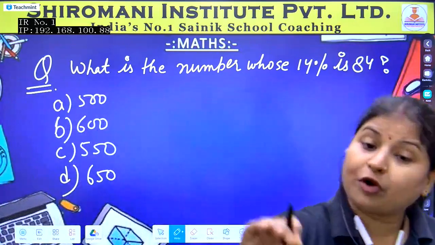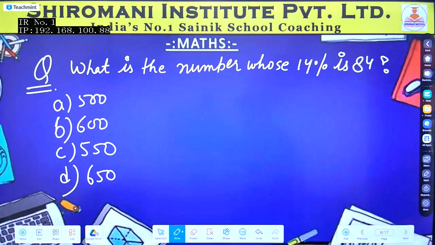What is the number whose 14% is 84? Fastly. Quickly, beta. Nandini, Prisha, Vivansh, Ajish, and Bhavik. Very good, beta. You have given me the correct answer.